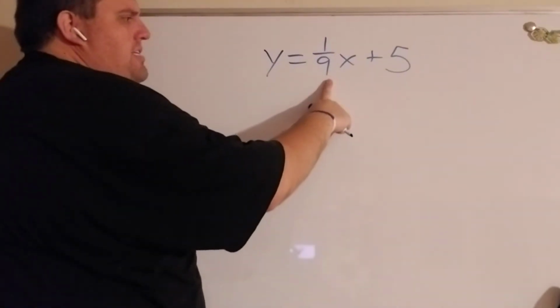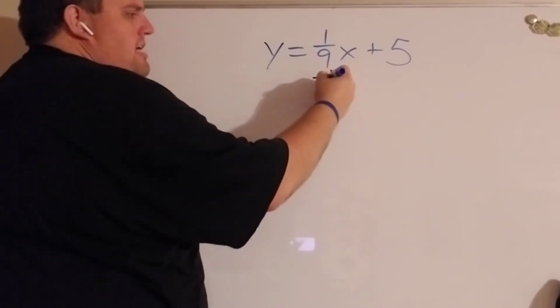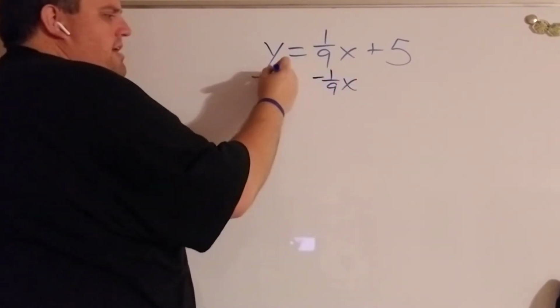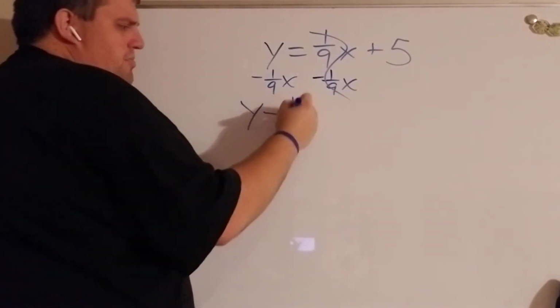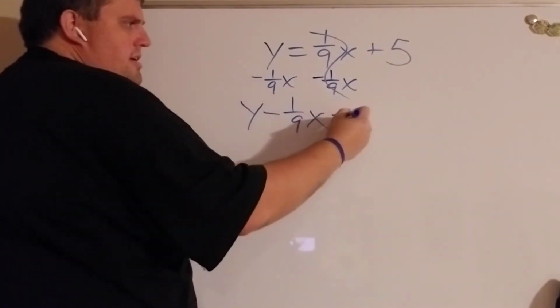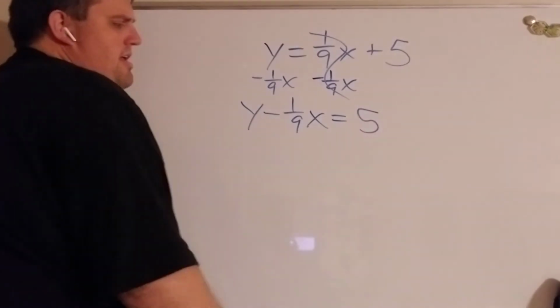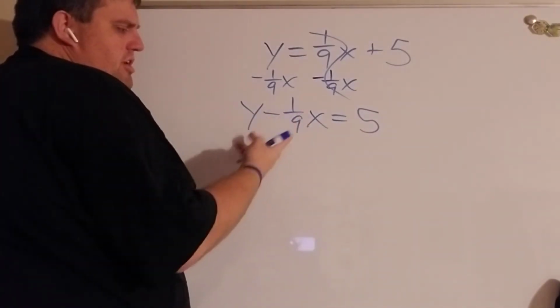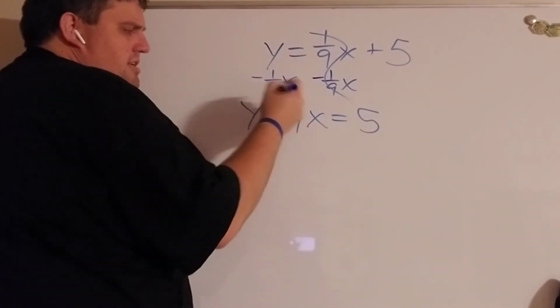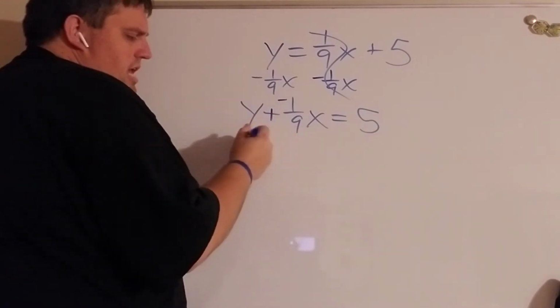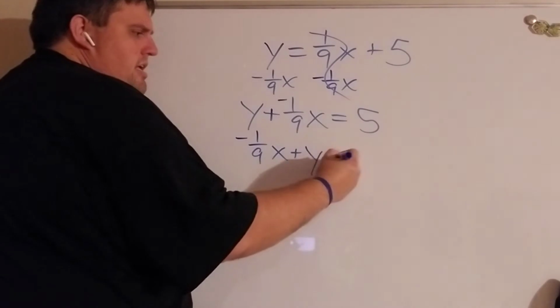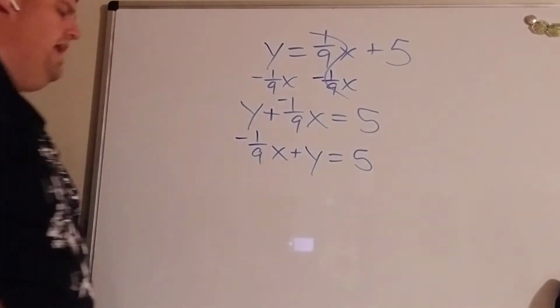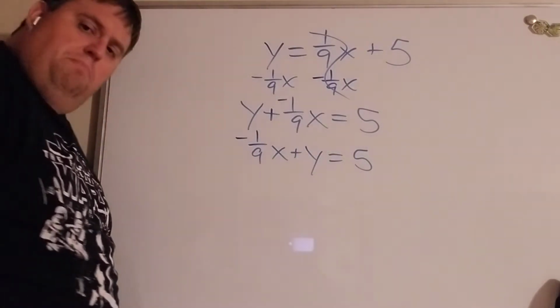I can definitely get x and y on the same side. I subtract 1/9 x from both sides. So y minus 1/9 x equals 5. And then if I want to switch those, I have to make sure this is a plus sign, so that's going to turn negative. So negative 1/9 x plus y equals 5. So now it's all good except for that fraction part.